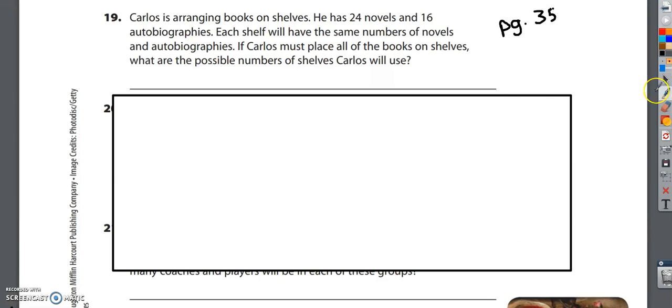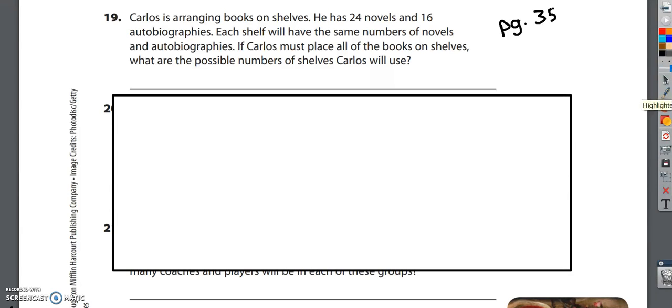Okay, question 19 reads, Carlos is arranging books on shelves. He has 24 novels and 16 autobiographies. Each shelf will have the same number of novels and autobiographies. If Carlos must place all of the books on shelves, what are the possible numbers of shelves Carlos will use?